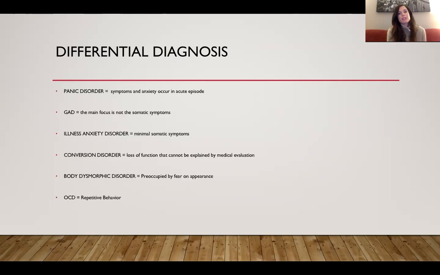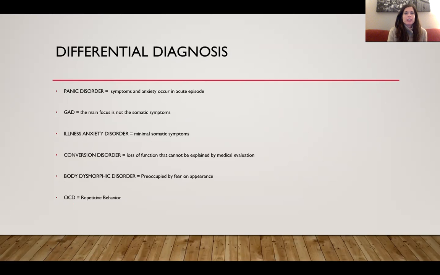So some things it could be other than somatic symptom disorder is panic disorder. So sometimes people will experience shakiness, nervousness, heart palpitations. These are physical somatic symptoms, but they typically occur in an acute episode, like an actual panic attack. So if it's not a full-on panic attack and it's kind of happening all the time, you can rule out panic disorder.